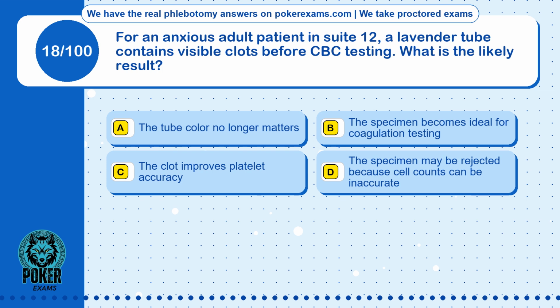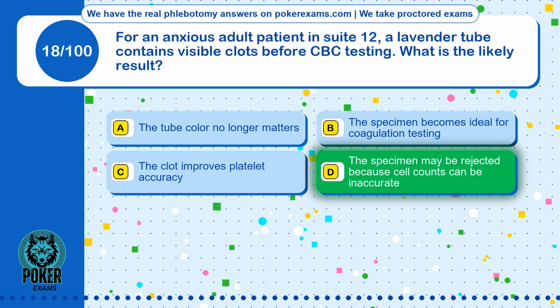Question 18. For an anxious adult patient in Suite 12, a lavender tube contains visible clots before CBC testing. What is the likely result? Option A. The tube color no longer matters. Option B. The specimen becomes ideal for coagulation testing. Option C. The clot improves platelet accuracy. Option D. The specimen may be rejected because cell counts can be inaccurate.